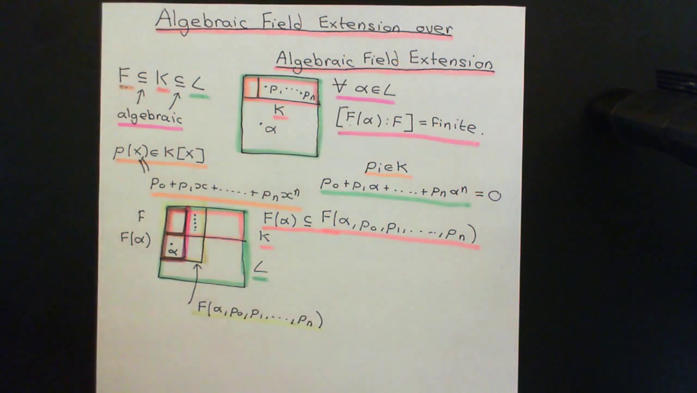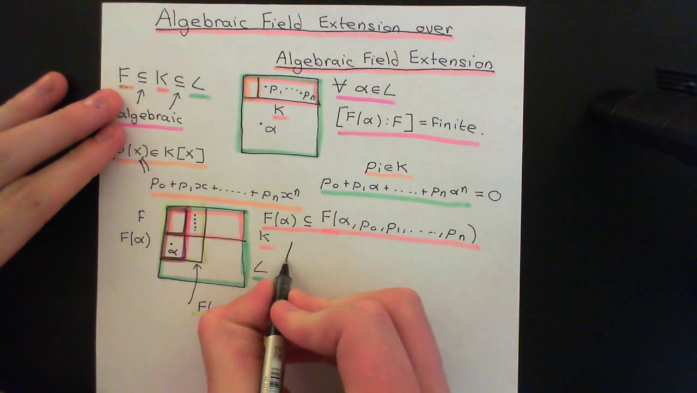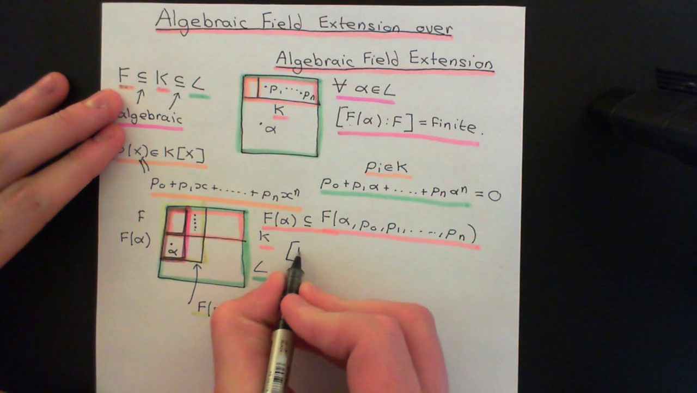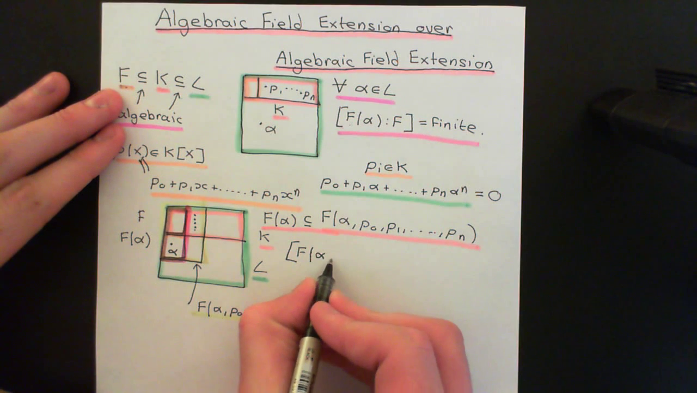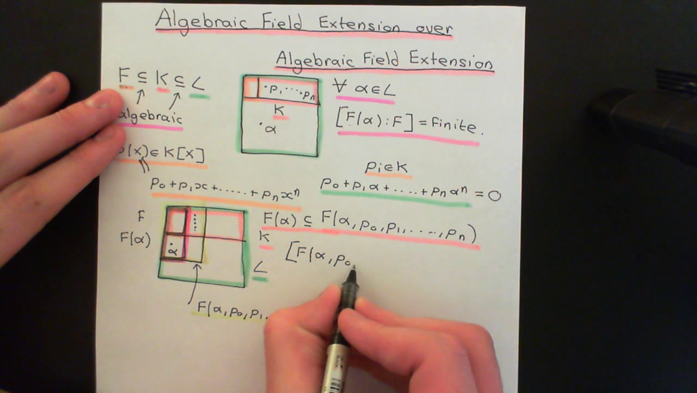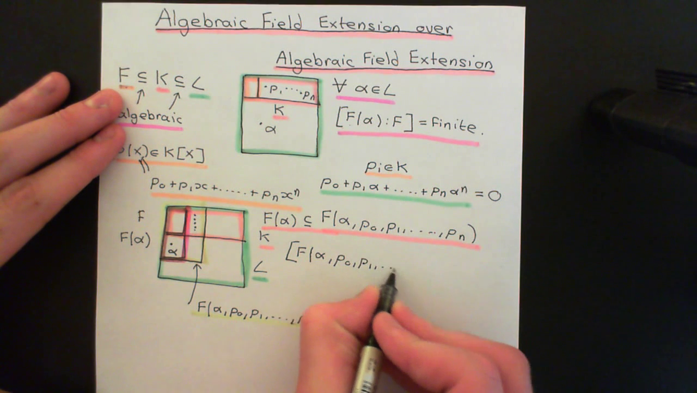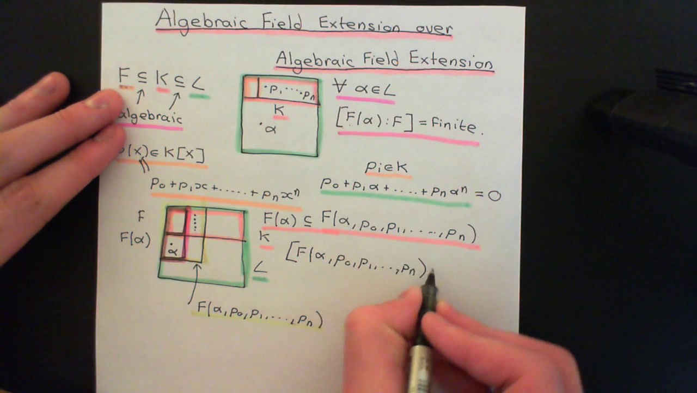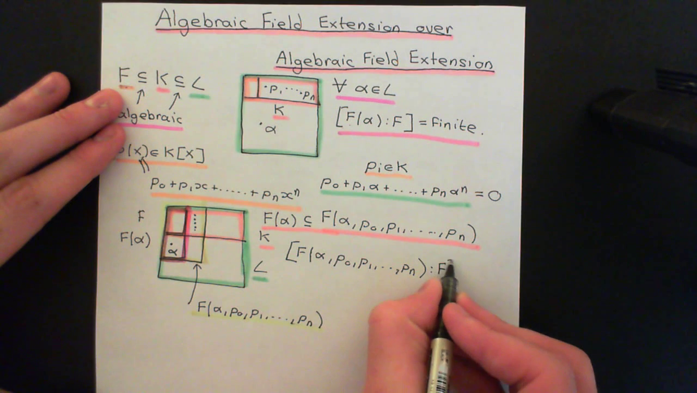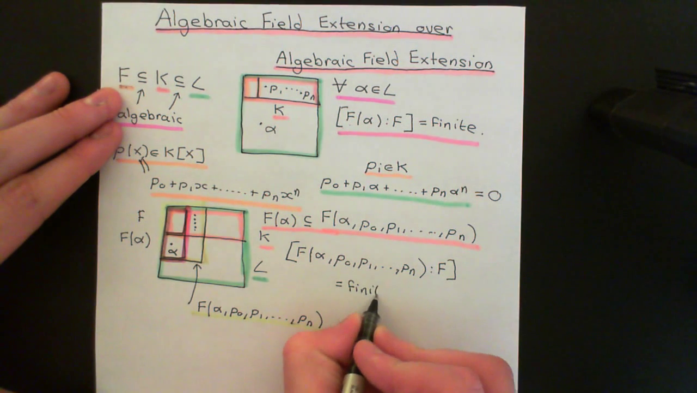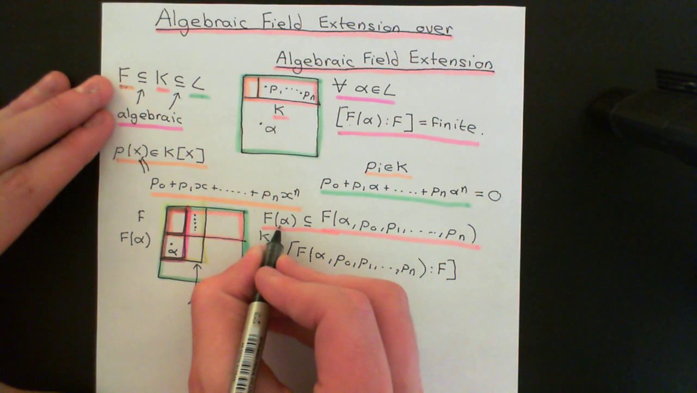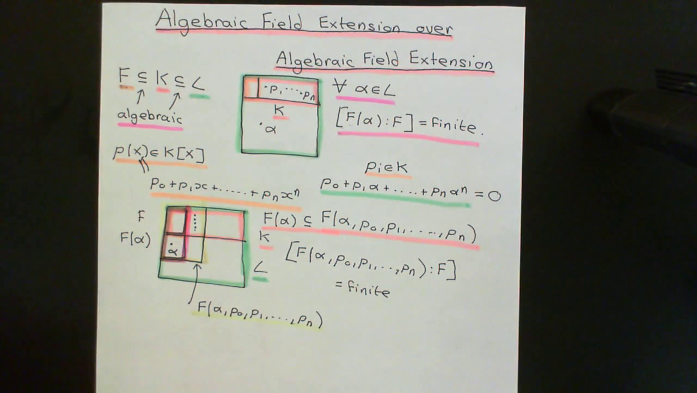Now, if I could show then that the degree of this field extension of F over F, whoops, a little ahead of myself, so the field extension of F generated by alpha, p0, p1, all the way up to pn, the degree of that over F, if I could show that this was finite, do we agree that I could then conclude that the degree of this as a field extension over F would have to be finite?